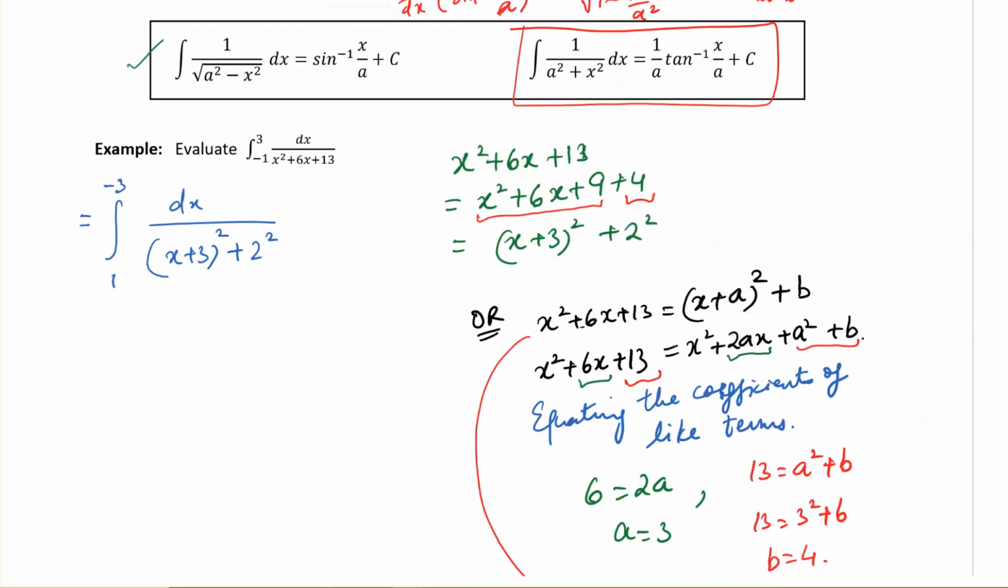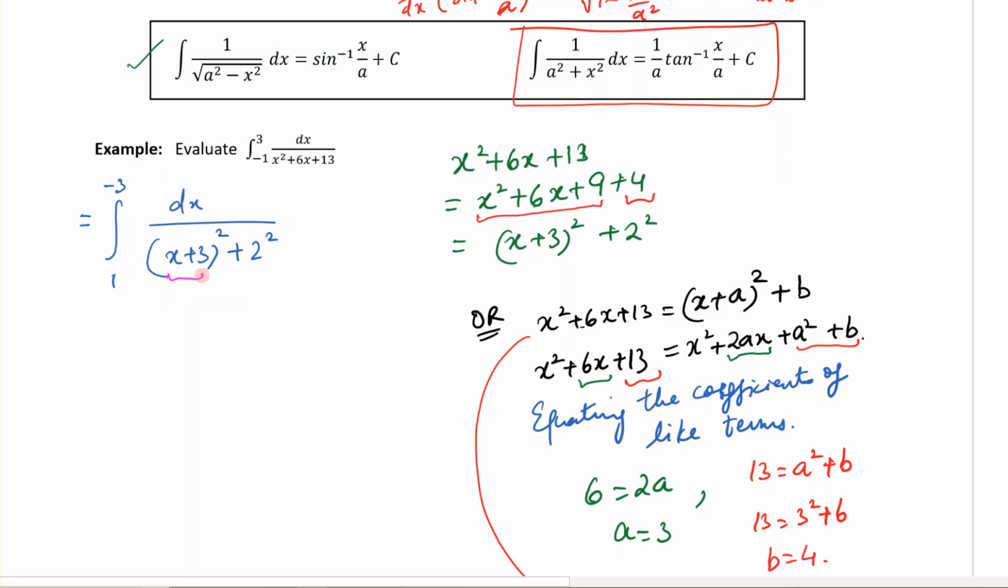So now we have this form: variable square plus a constant square. So 1 over variable square plus a constant square, and we need the differential of the variable. In this case, our variable is not x, it's x plus 3 here. So we need the differential of x plus 3 on the top. So let's see if we have that.